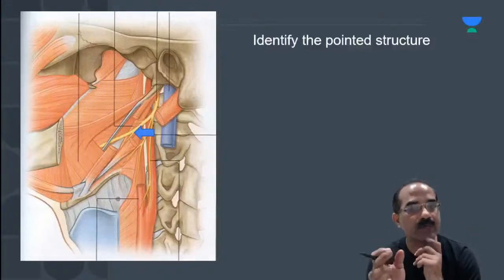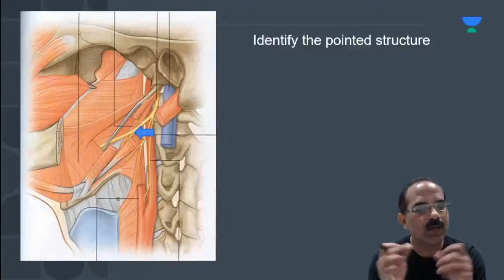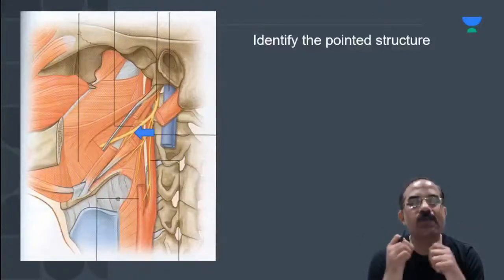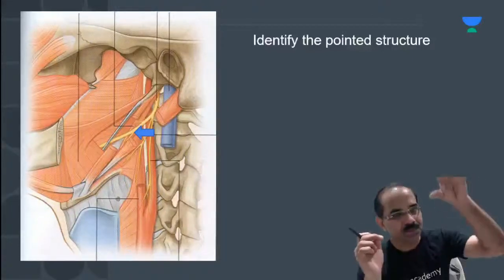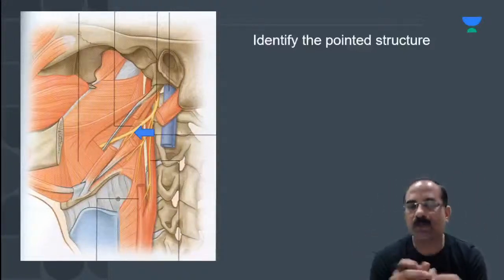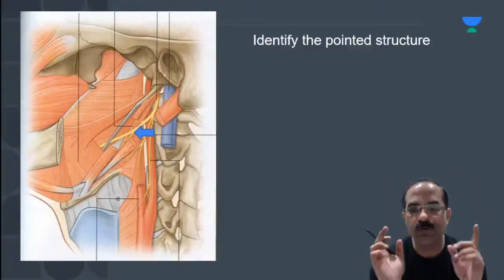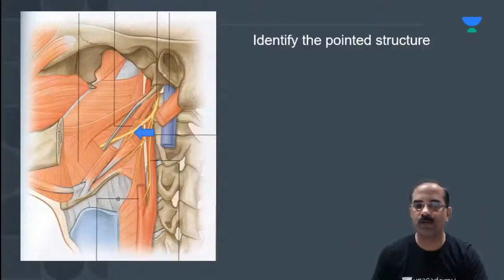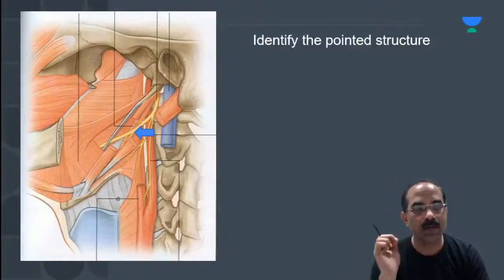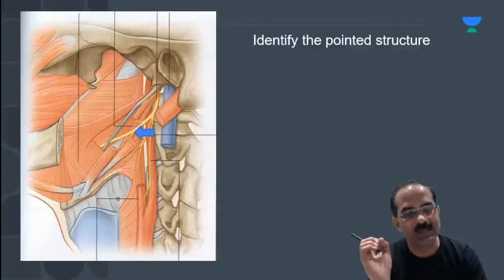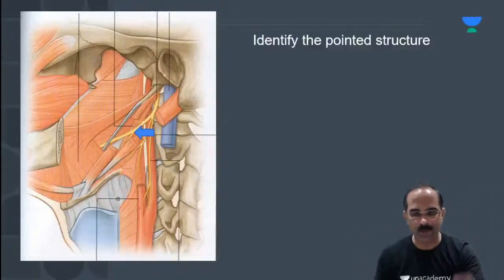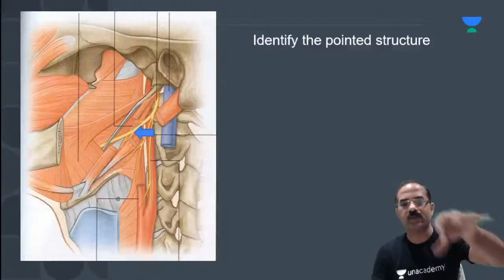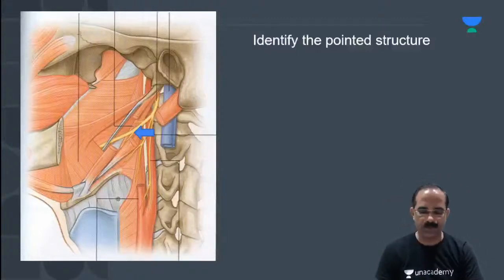This is not inferior alveolar. Why? I'll tell you. The inferior alveolar nerve enters the ramus of the mandible. There's a foramen in the ramus of the mandible named the mandibular foramen, and the inferior alveolar nerve enters into the mandibular foramen along with the inferior alveolar vessels. So that will be in the mandible. Now this is a deeper structure.